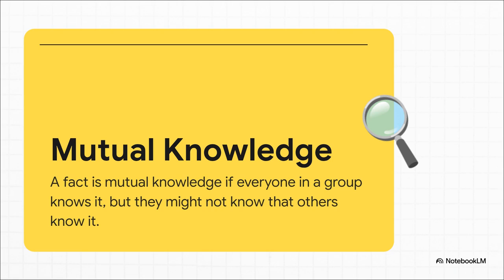Let's make mutual knowledge really concrete. So imagine every student in a classroom individually finds out their instructor is going to be late, okay? So every student knows the fact, but they might be thinking, hey, maybe I'm the only one who knows this. Their knowledge is private. It's held in parallel. That's mutual knowledge. It's shared, sure, but it's not coordinated.